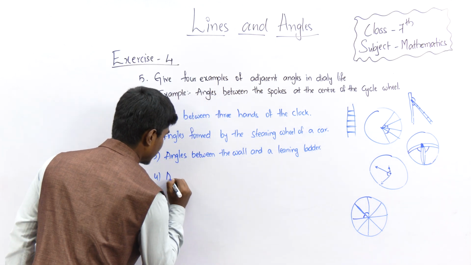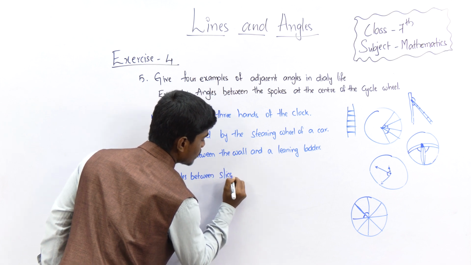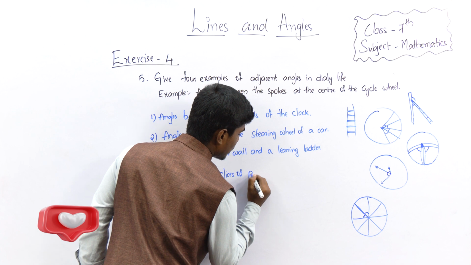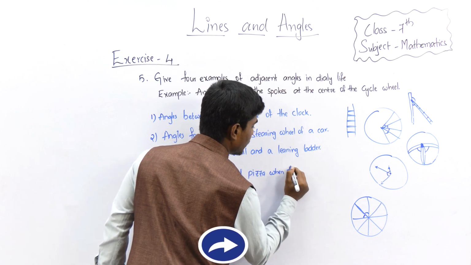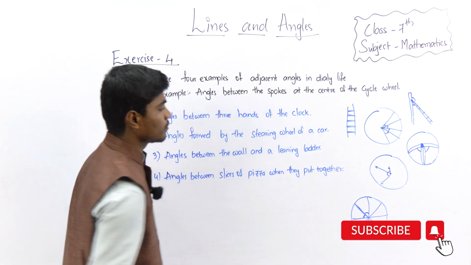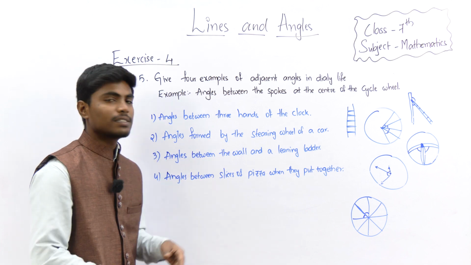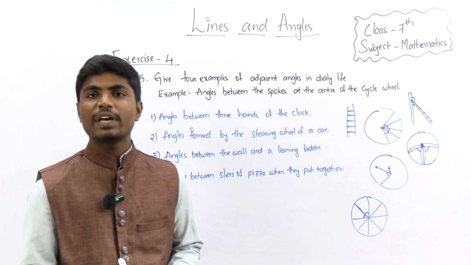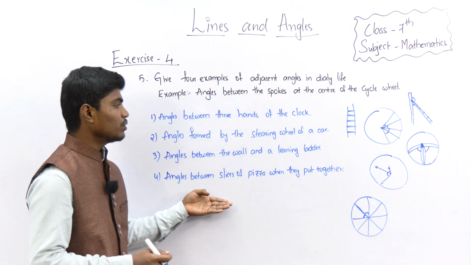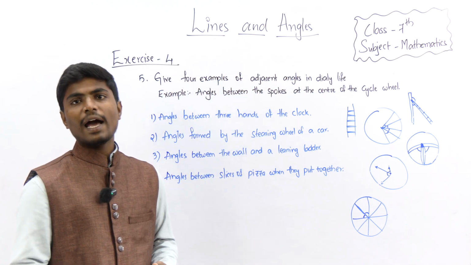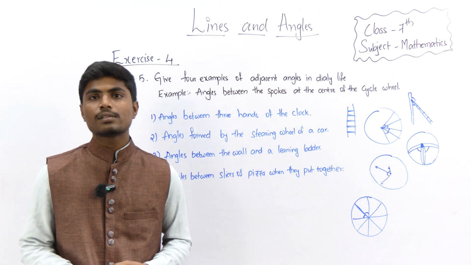So, angles between slices of pizza when they are put together. See, we have written 4 examples in our daily lives where we see adjacent angles. So this is the solution for the 5th problem, and with this problem we have completed our exercise 4.